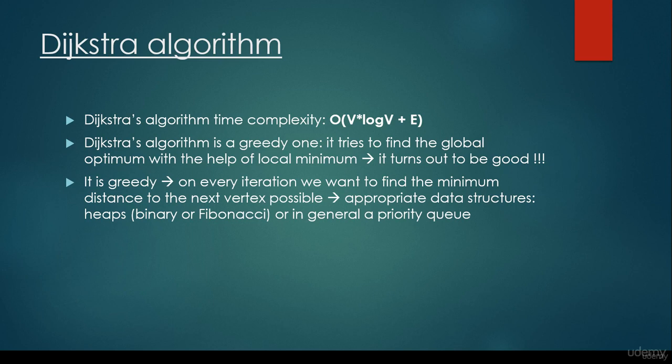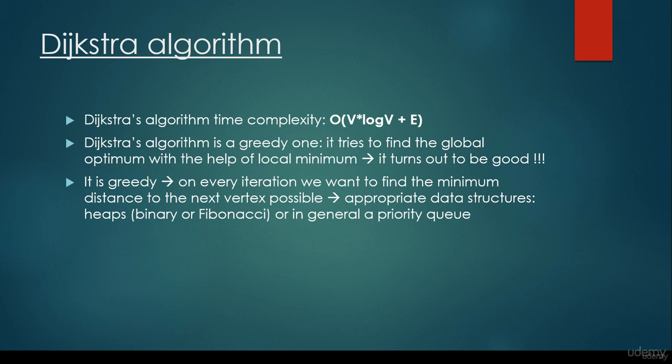For Dijkstra's algorithm, it's very important that without a proper data structure, the running time would be quadratic, V squared. But because we can use appropriate data structures such as a Fibonacci heap or binary heap or priority queues in general, we are able to boost up the algorithm. We could implement it with arrays, but usually we use binary heaps or Fibonacci heaps for Dijkstra's algorithm. We end up with V log V, so linearithmic time complexity instead of the quadratic.